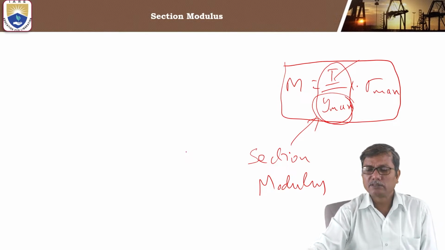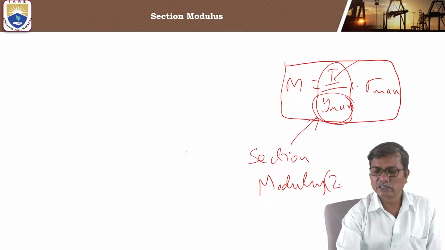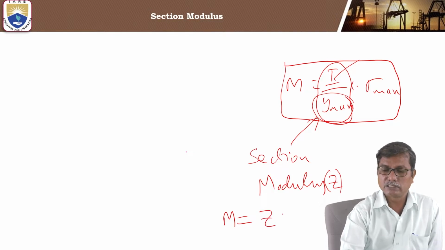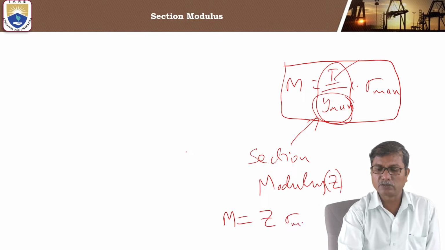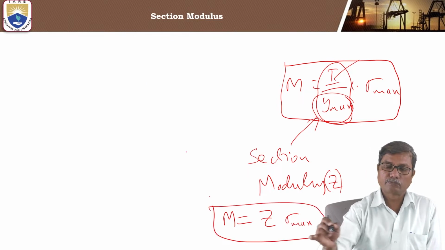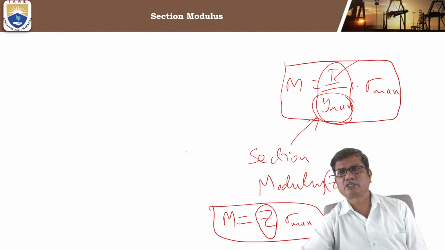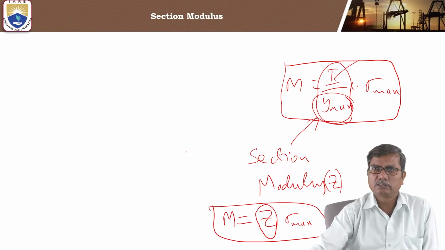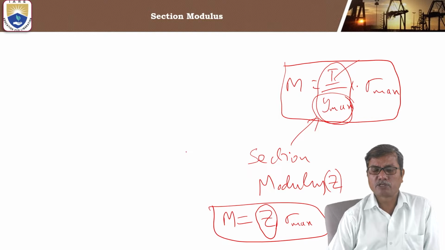Now this is denoted by the letter Z. So M is given as Z into sigma maximum, Z into sigma maximum. So in other words, we can say that Z is a measure of the bending strength. The section modulus is a measure of the bending strength of the given beam. So it is an important parameter, the section modulus.